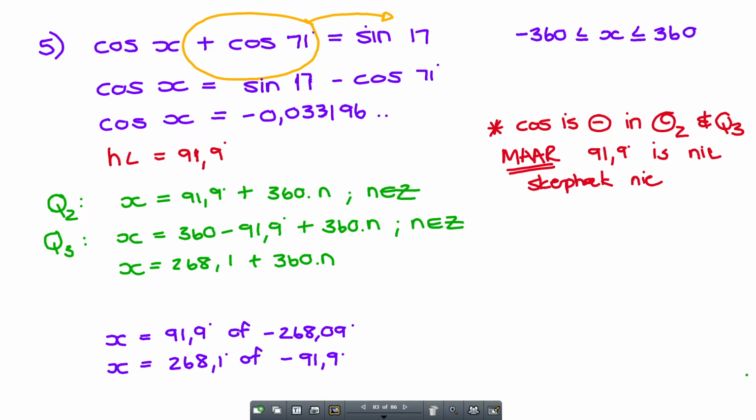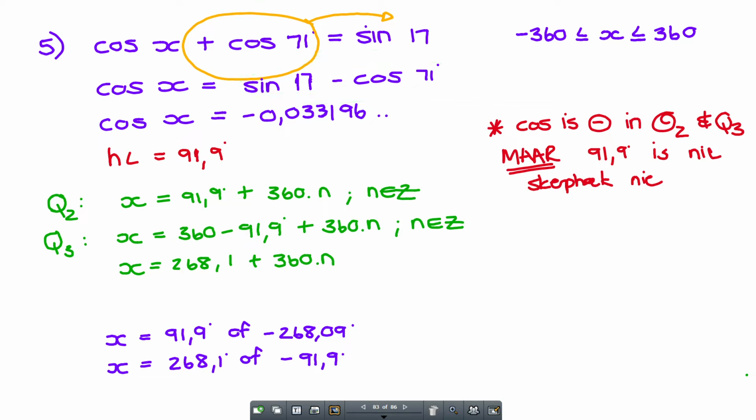Yesterday we said that whenever we have this, we first have to take that cos 71 over, so it will become sin 17 minus cos 71. Now if I put that whole thing into my calculator, I would get minus 0,03396 en dan nog 'n klomp ander desimale.